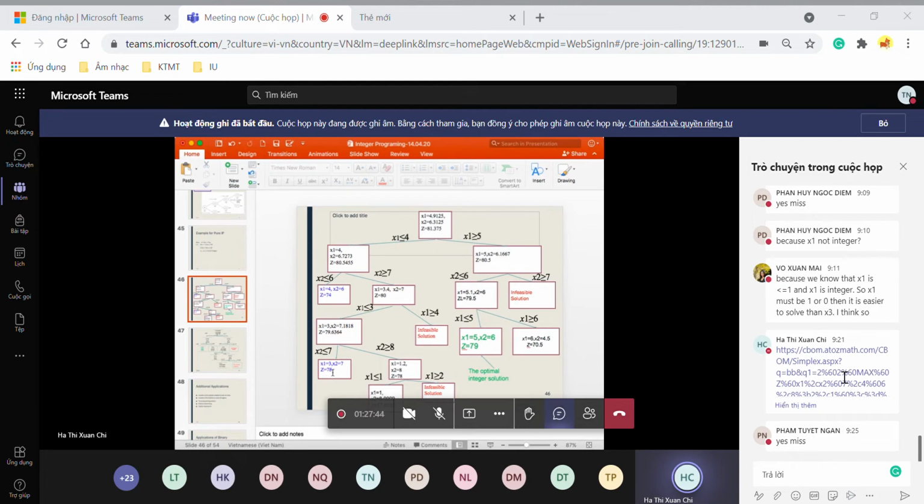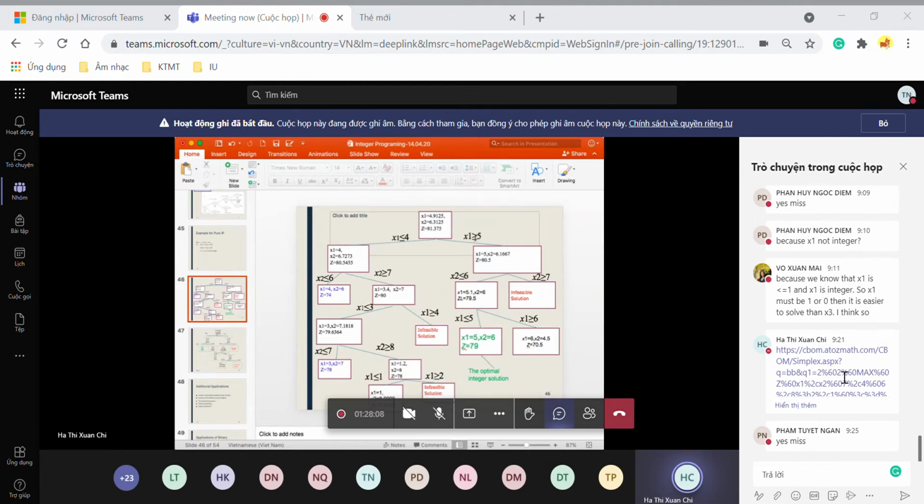That is 78. 78, that is the optimal solution. Better than this. And another, we go to greater than 8. So we get a small solution and no solution.